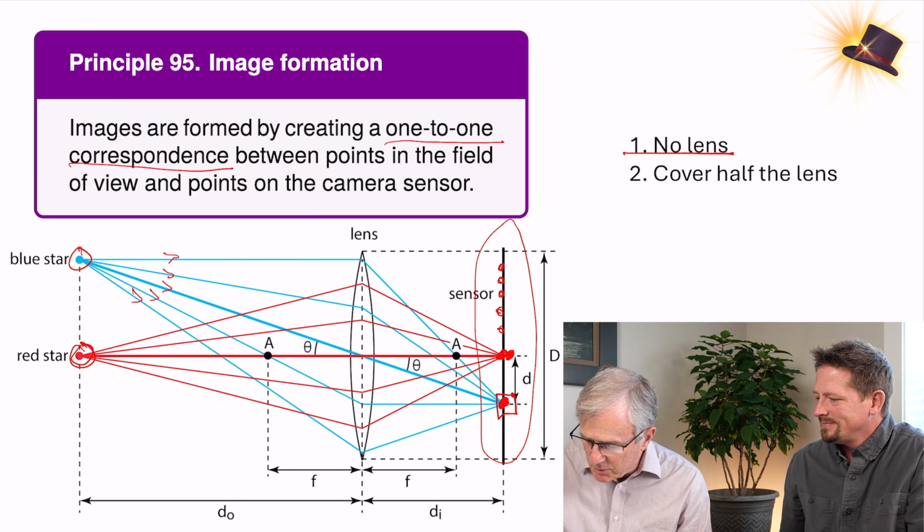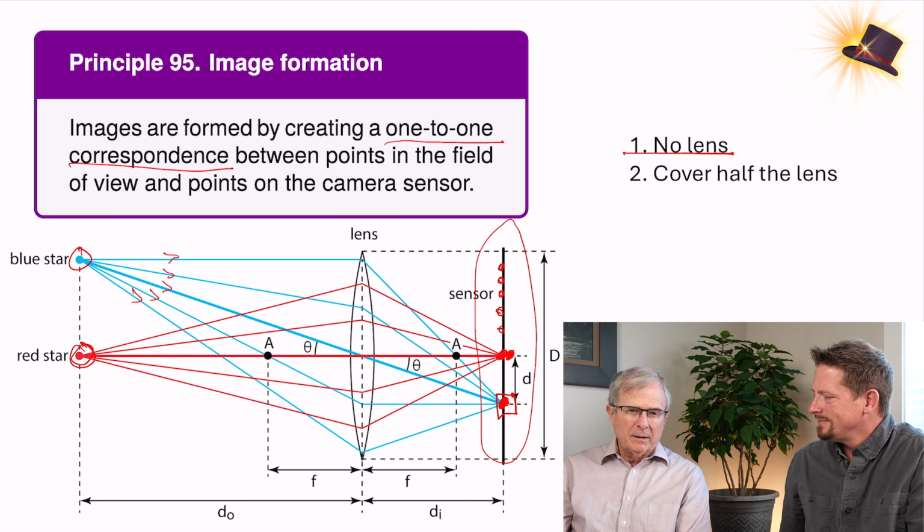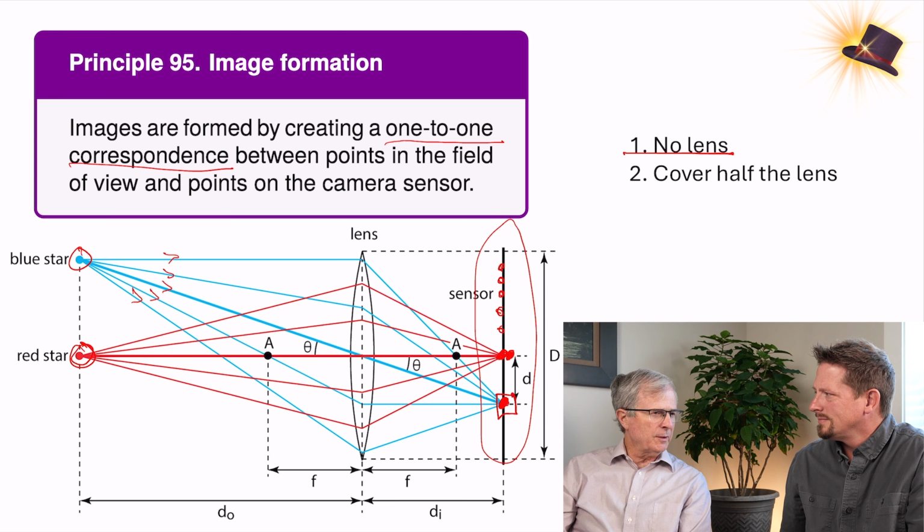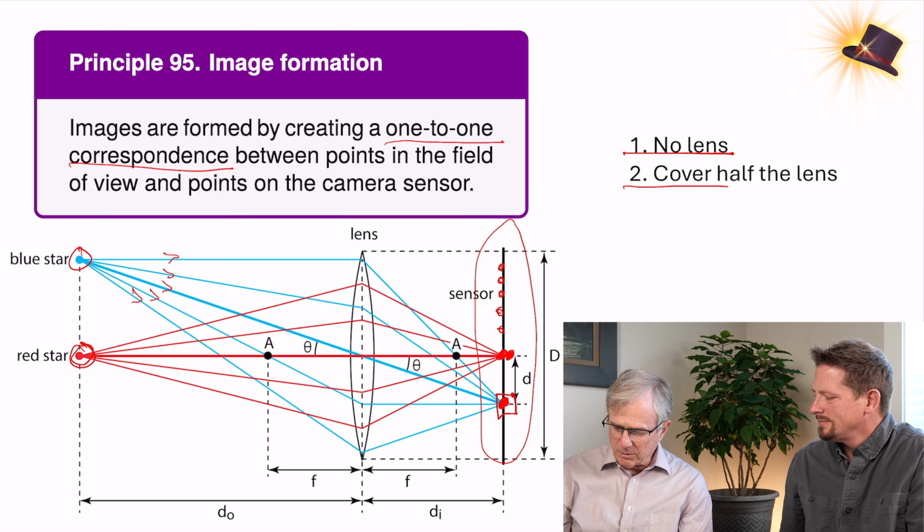So if there's no lens, we talked about that case, all you're going to see on the sensor is gray mush. The same thing will happen with your eye. If you remove your cornea and your lens and just allow light to hit directly onto your retina, then you're just going to see gray mush. A mixture of all the colors in the field of view, but you won't have any definition whatsoever.